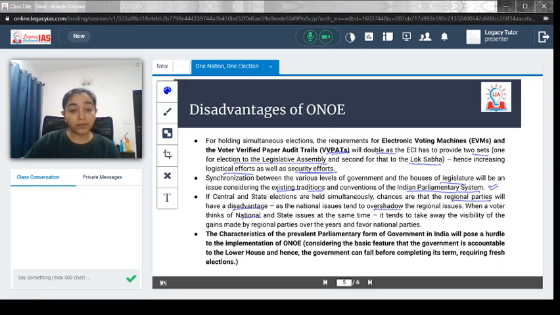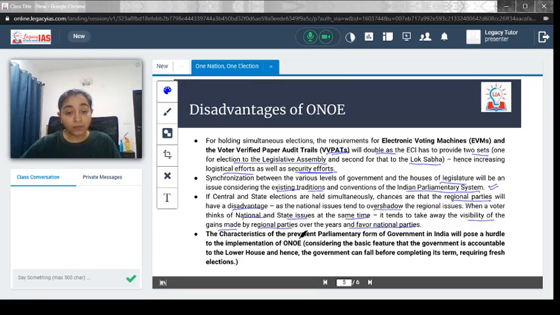When a voter thinks of national and state issues at the same time, it tends to take away the visibility of the gains made by regional parties over the years and favor national parties. So this is again one of the major contention points raised by the various regional parties: if simultaneous election is happening, what the voter has decided at the center level, they will in all probability also mark the same choice for the state, which means the effect regional parties have could be narrowed down. So this is a major issue for the regional parties.